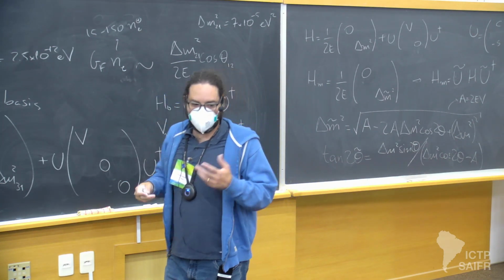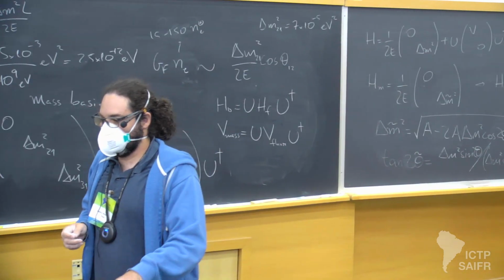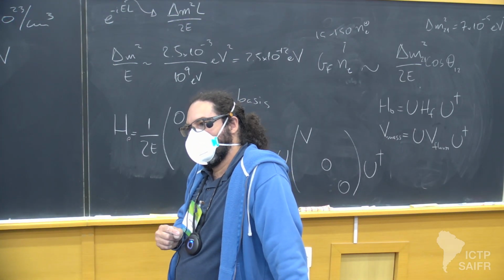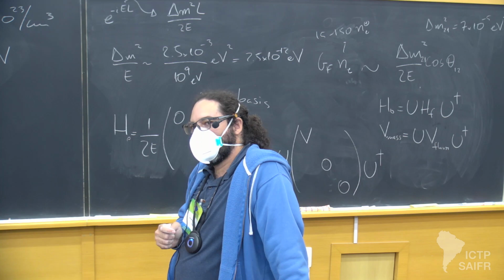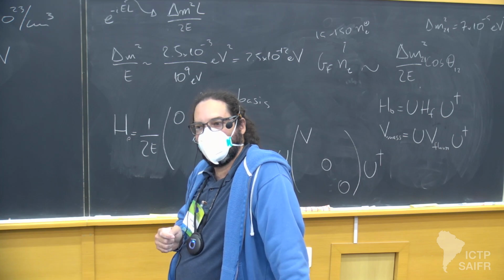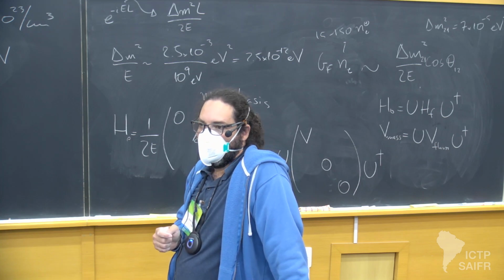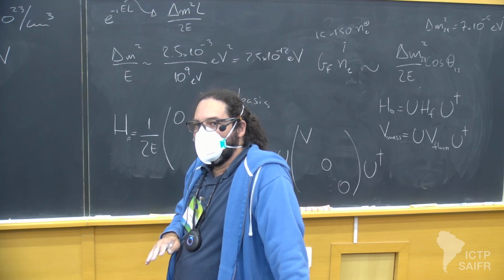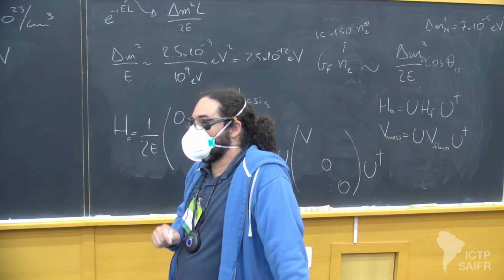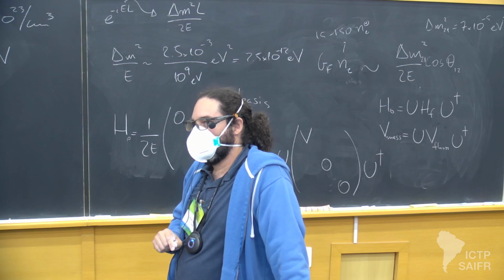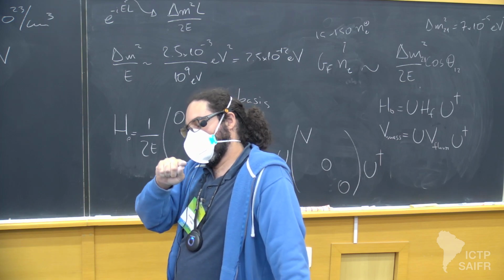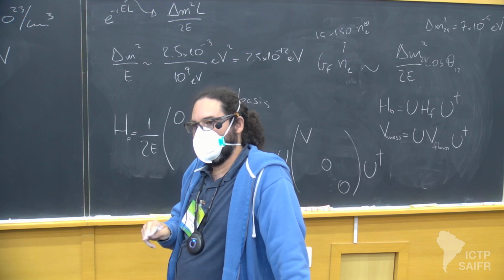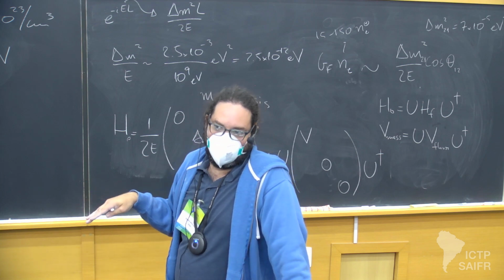So it turns out that the matter effects are so big in the sun that it's a bit tricky to say that we actually saw neutrino oscillations from the sun. I'll get deeper on that in the next lecture, but technically we did not really observe oscillations for solar neutrinos. We observed an adiabatic transition of averaged out oscillations.